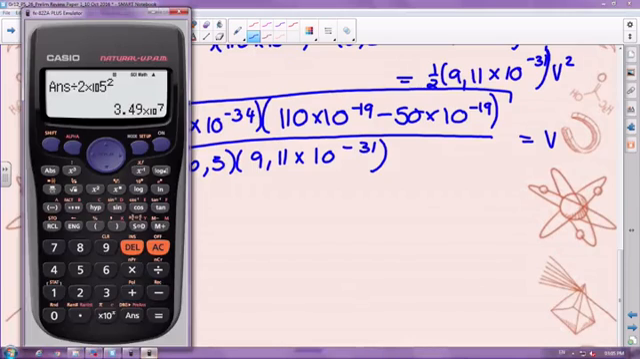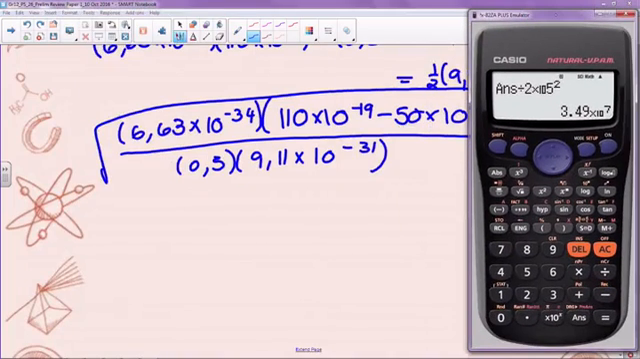So if you go here and we say, fine, let's see what we get. Putting it into my calculator, I'm going to go 6.63 to the minus 34 times 110 times 10 to the minus 19 minus 50 times 10 to the minus 19. Then I'm going to divide that by a half times 9.11 to the minus 31. Now I'm going to take that answer and square root it.